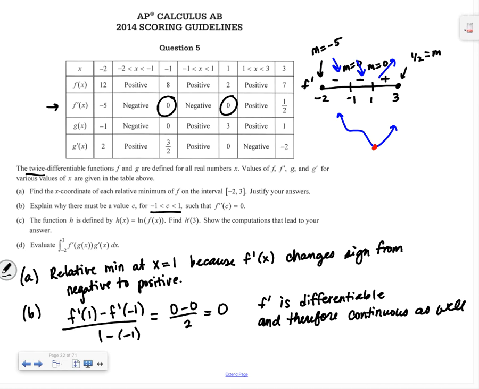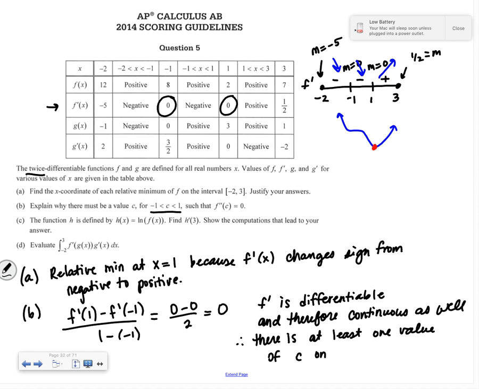So as well. Therefore, there is at least one value of c on the interval -1 to 1 such that, or where, f double prime of c is equal to 0. So it's the mean value theorem, or like I said, Rolle's theorem, just using f prime instead of f of x.